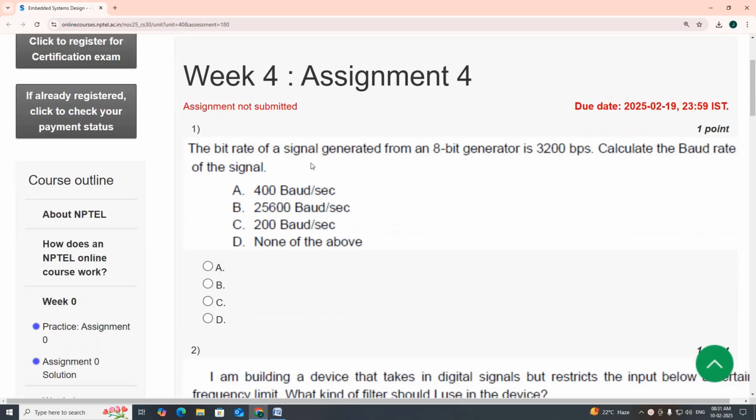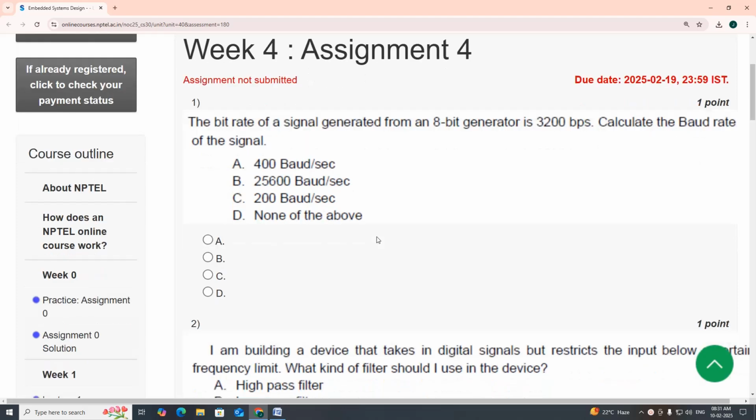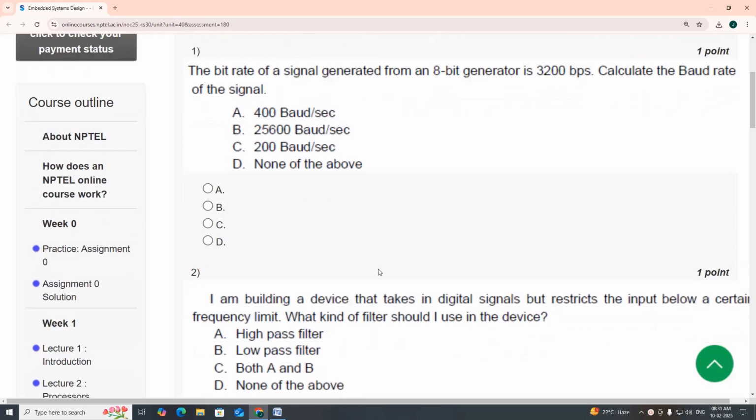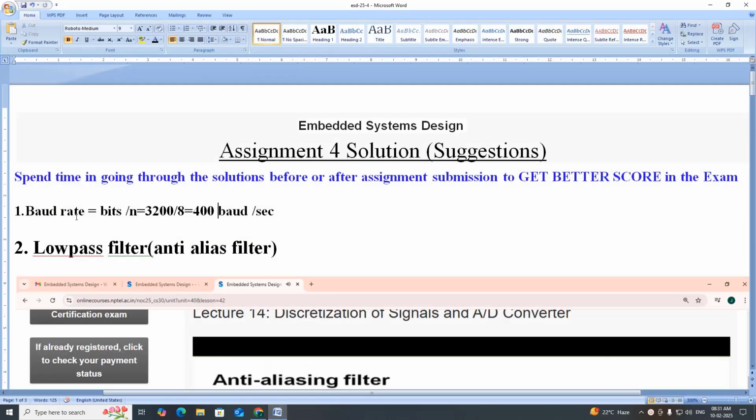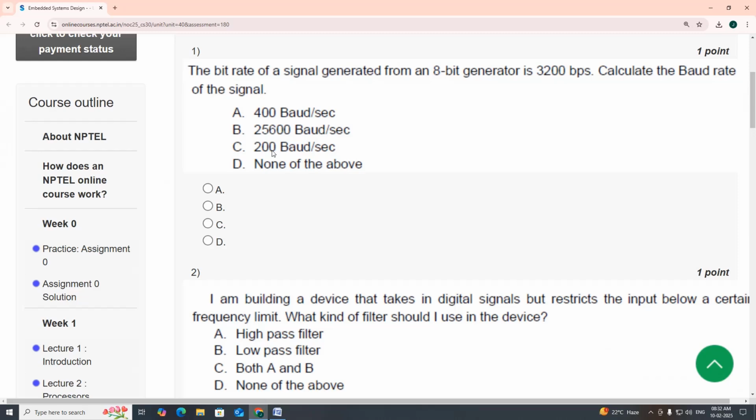the bit rate of a signal generated from an 8-bit generator is 3200 bits per second. Calculate the baud rate of the signal. So the baud rate is equal to number of bits divided by n, that is equal to 3200 divided by 8, that is equal to 400. So this is the formula to convert bits to baud rate or baud rate to bits, where n is the number of bits of a generator. They have given us 8. So the option is 400 baud per second.